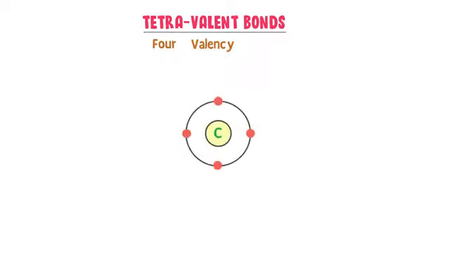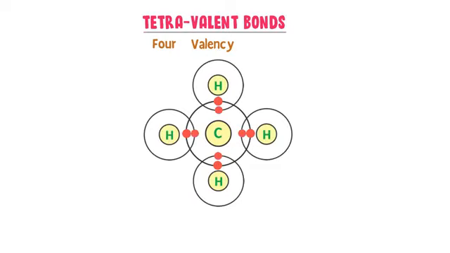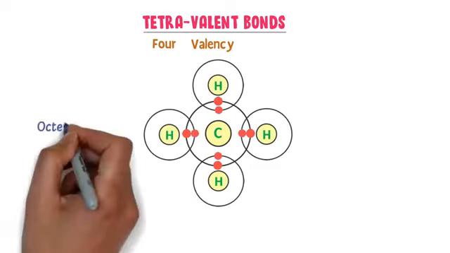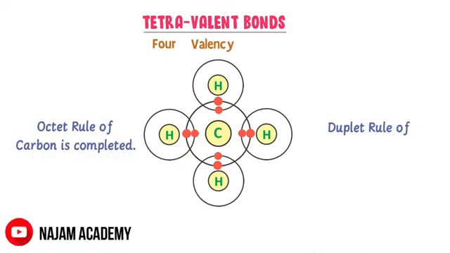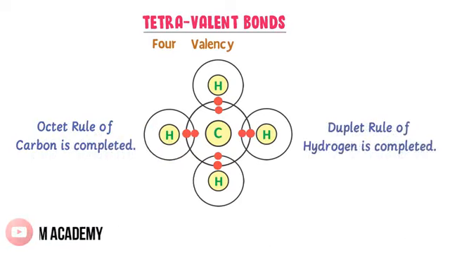In the last shell of carbon, there are 4 electrons present in it. Carbon needs 4 more electrons to get stability. For instance, 4 hydrogen atoms would share 1 electron each with 4 electrons of carbon. Hence, the octet rule of carbon is completed and the duplet rule of each hydrogen atom is completed.